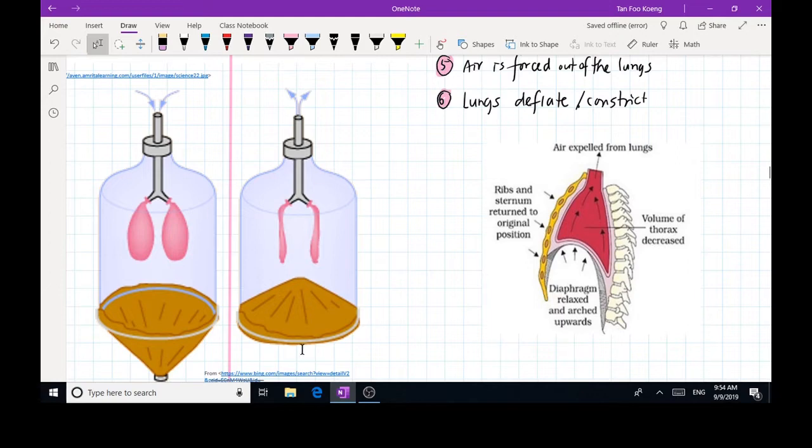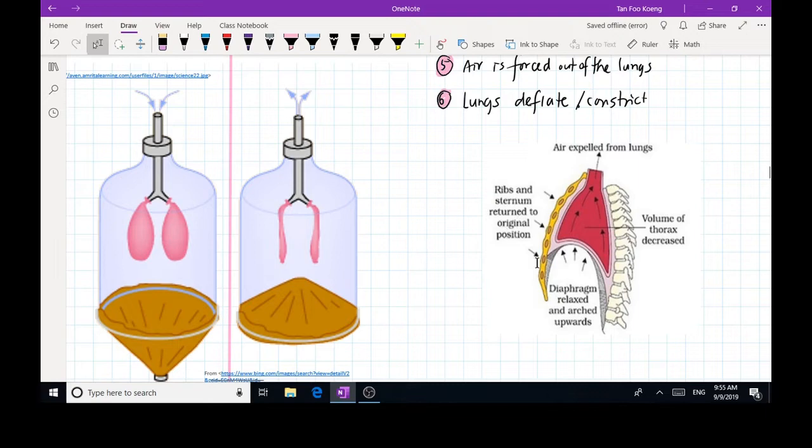Alright, so when we move the diaphragm up, the volume here decreases, pressure increases, pressure is greater than the atmospheric pressure. So air from the lungs is forced out, causing the lungs to deflate.